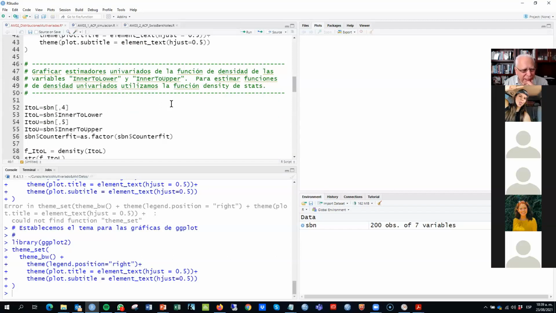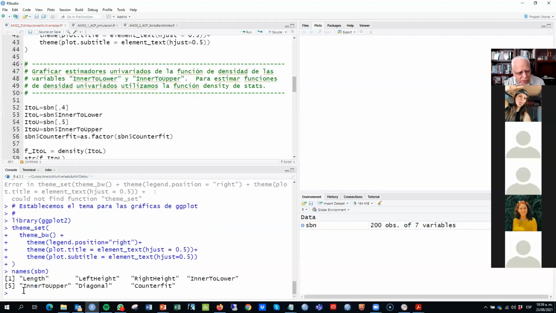Now let's see how we can plot these univariate estimates of the density function. We'll take the two variables that are in the presentation, which are inner to lower and inner to upper, to estimate the density function. So here I'm at SVN. If you look at the names of SVN, the Swiss bank notes, the fourth is inner to lower, and the fifth is inner to upper.